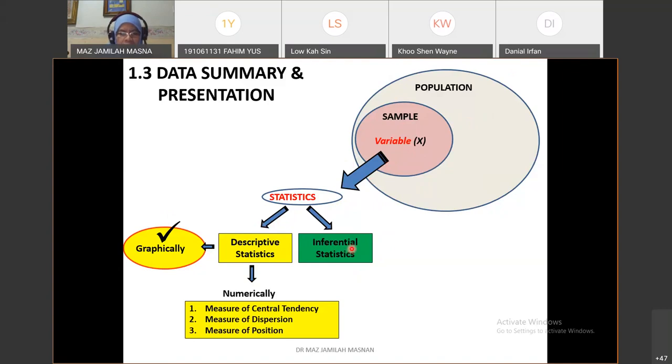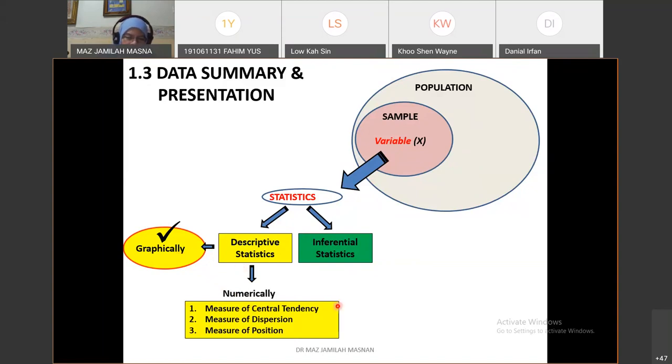So that will be inferential statistics. And we are going to discuss that in chapter 2 onward. Now, what is descriptive statistics? You may have two types of descriptive statistics. It's either you use graphical form or you use numerical form. And for graphical form, there will be quite a few forms of graphicals that we can represent our data with. And for numerical, we are going to look into these three measures only. That will be measure of central tendency, measure of dispersion, measure of position.